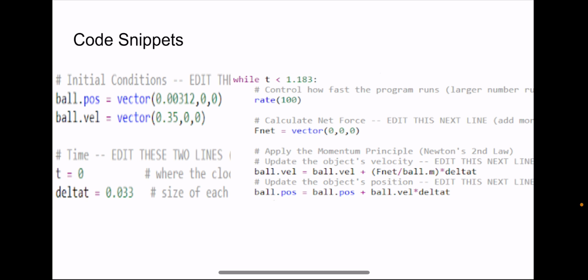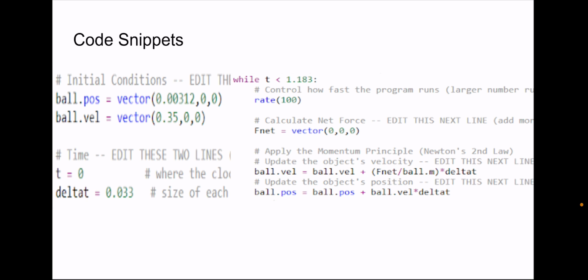Now, these are some code snippets that I have. Now that we have the velocity, I'm going to use everything I have up to this point to make a code in order to model the experiment that was conducted. First I want to make sure my initial position and velocity are correct, and they can be identified by ball.pos and ball.vel. Now I'm going to set my start time at 0 seconds using the variable t, and the change in time at 0.033 seconds using the variable delta t.